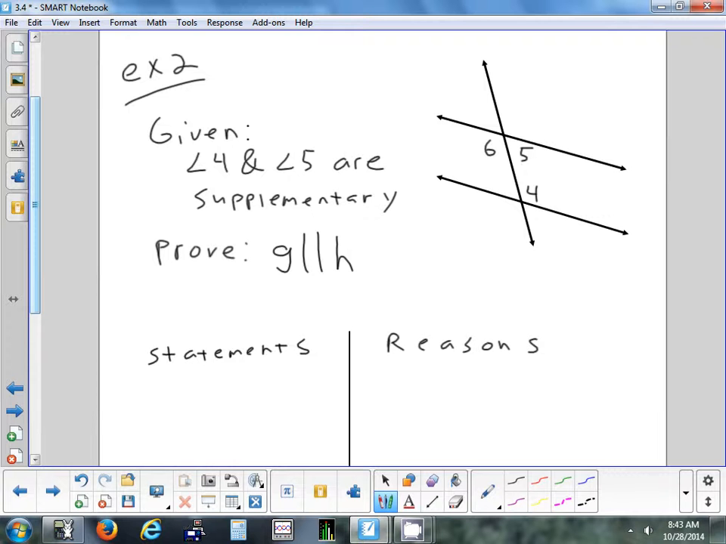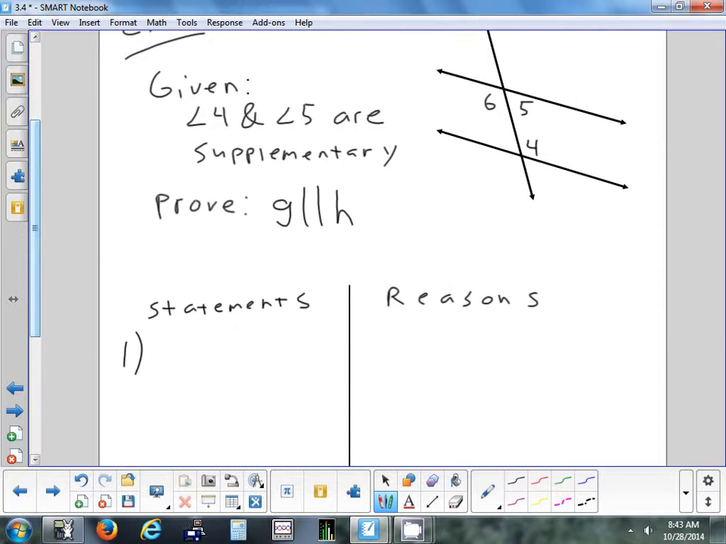What should be my first statement? What were we given? Angle 4 and angle 5 are supplementary. Good. Angle 4 and angle 5 are supplementary. Reason? Given.